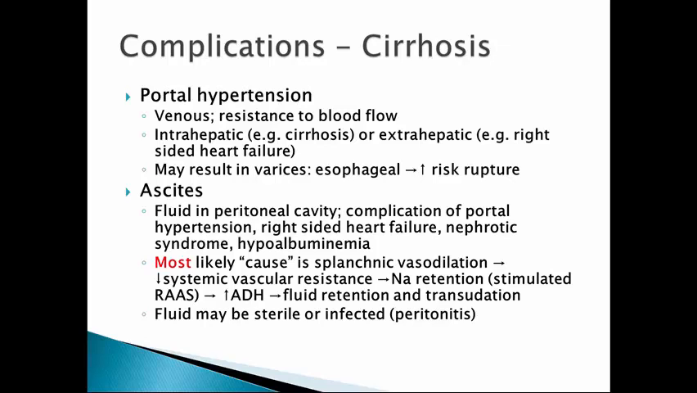We also know, though, that because of all of this fluid and because of translocation of bacteria into this area, your patient with cirrhosis who has ascites may develop a spontaneous bacterial peritonitis. Individuals who have recurrent or frequent episodes of spontaneous bacterial peritonitis have a poorer prognosis because this does increase mortality.